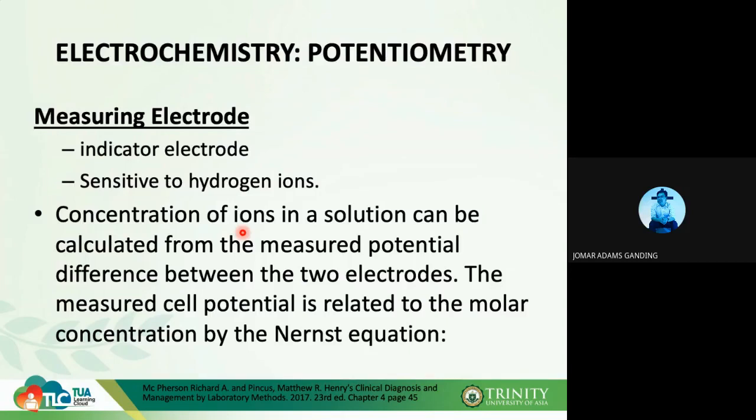Okay. So, we're moving now to potentiometry. In potentiometry, the difference between the reference electrode and the measuring electrode is equal to the cell potential, which is directly proportional to your molar concentration. Let's move forward to your ion selective electrode.